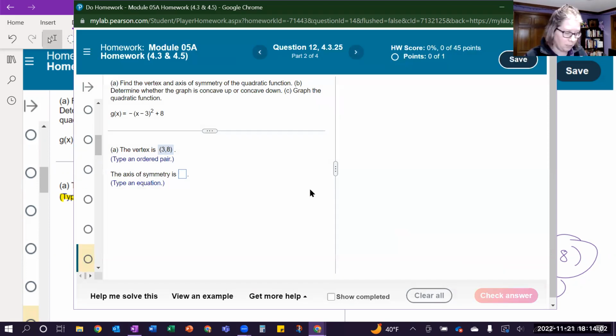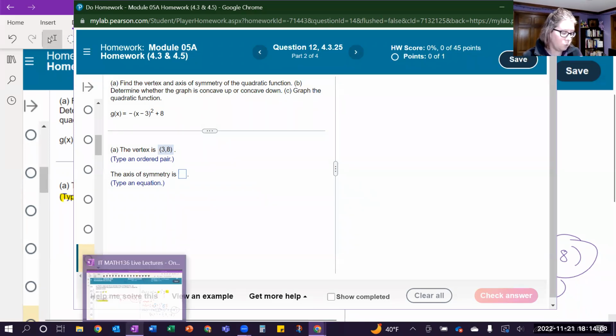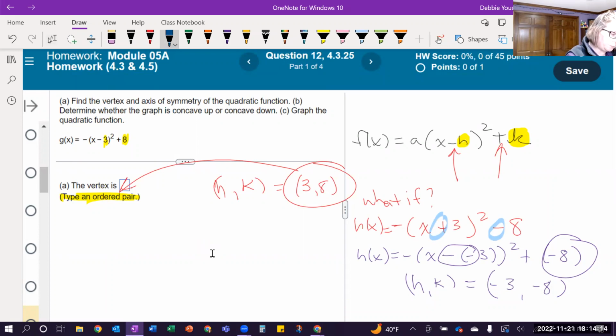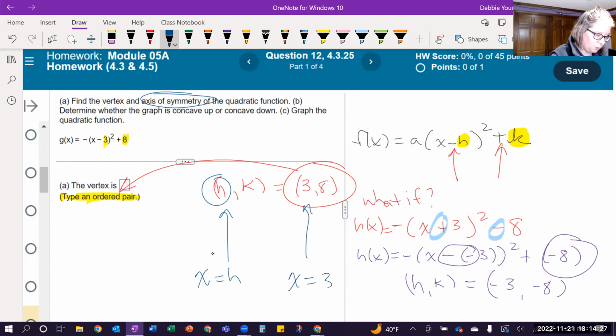So now it's going to ask for the axis of symmetry. The axis of symmetry always is a vertical line, and it passes through the x coordinate of the vertex. So for the axis of symmetry, the h value is what you want. So for us, that means we want x equals 3.